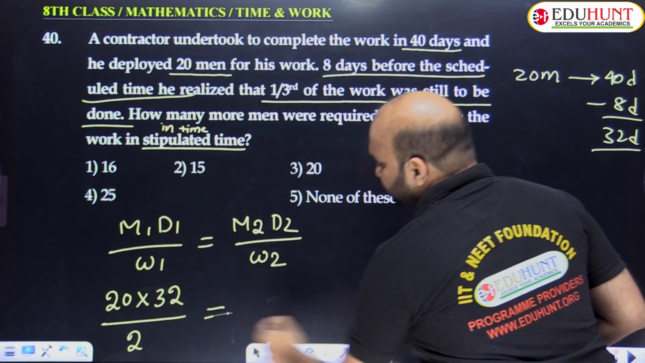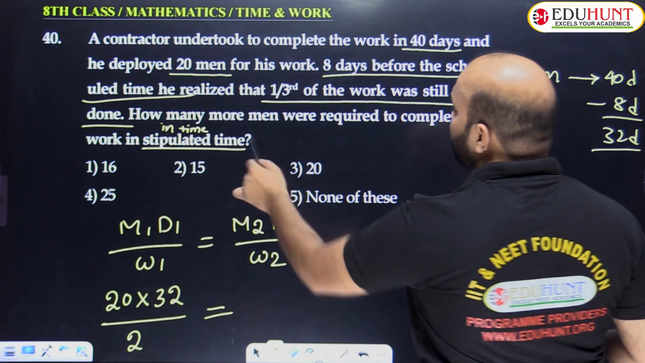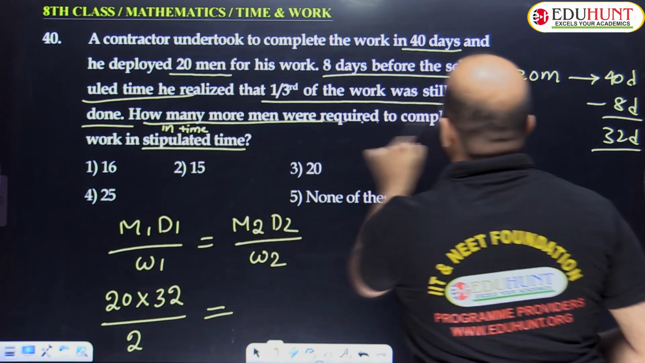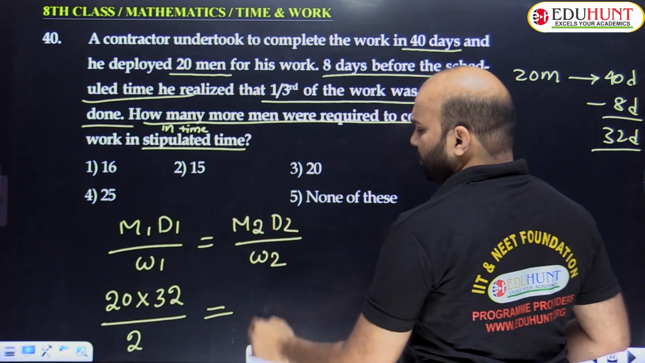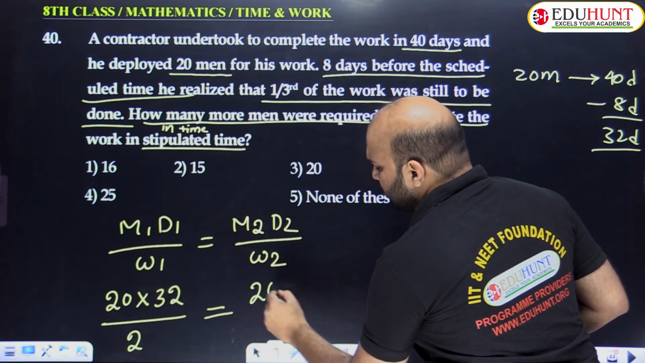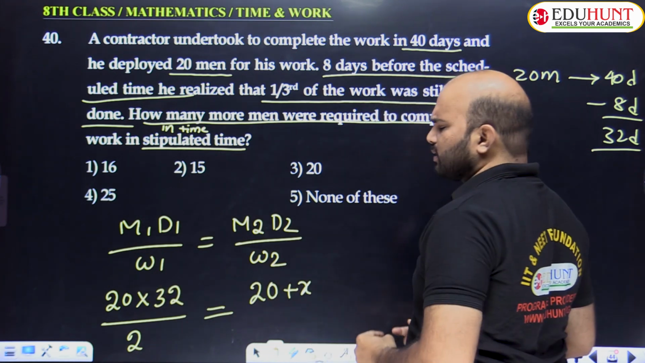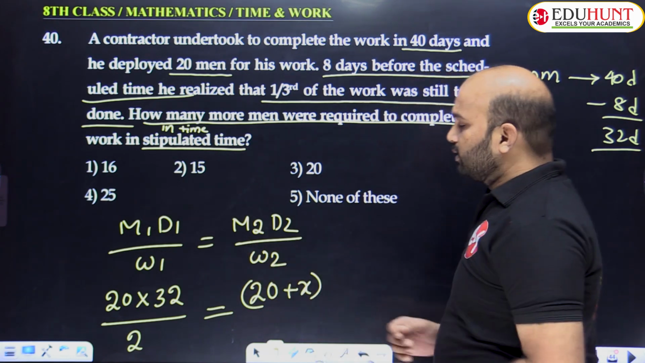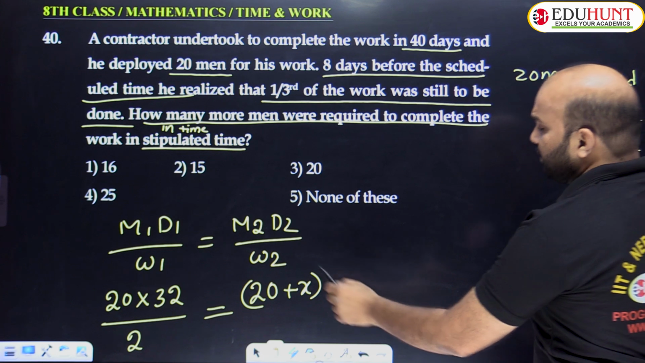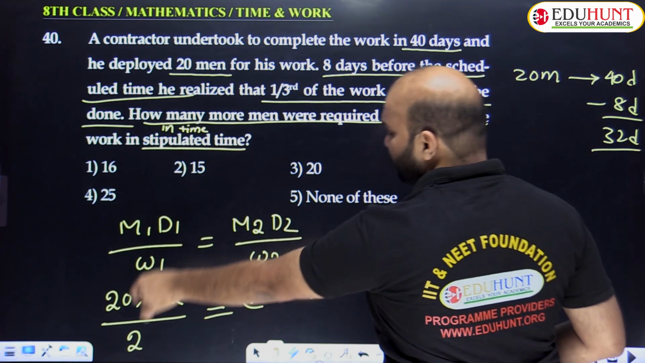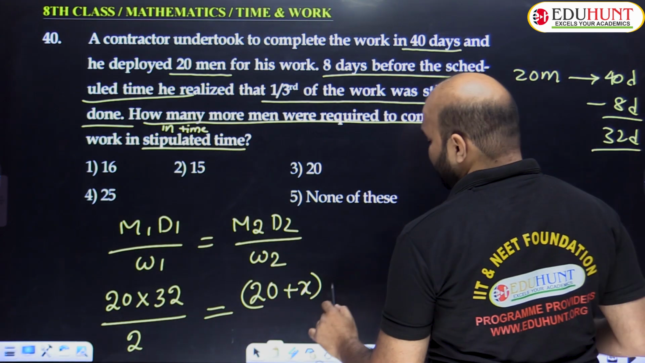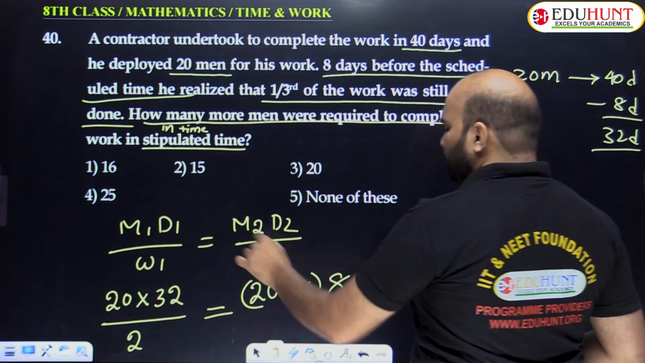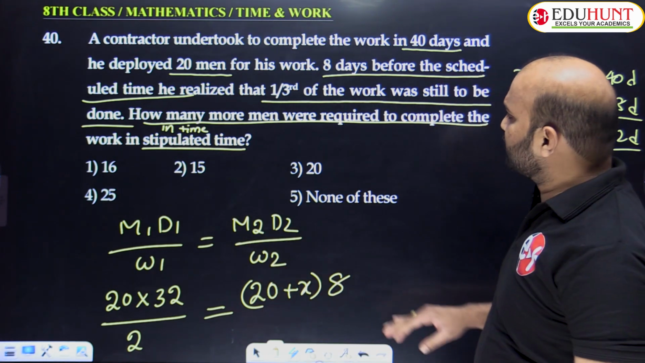Now the question is: how many more men will be required to complete the work in the stipulated time, meaning in time? Initially 20 members were given, and X more workers are added. So what is the new strength? 20 plus X, that is the M2 value. The work done in the stipulated time: 32 days already completed for the first part, so remaining, 8 days are left. So the M2 value is 20 plus X.